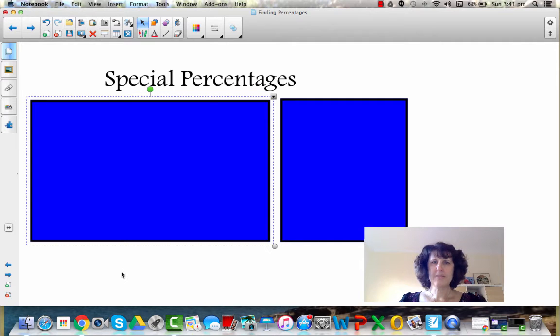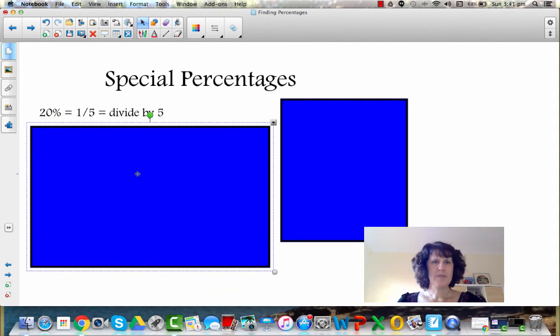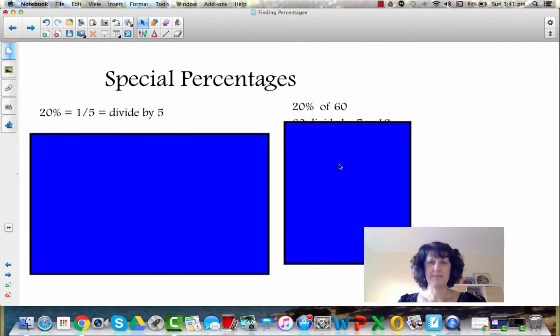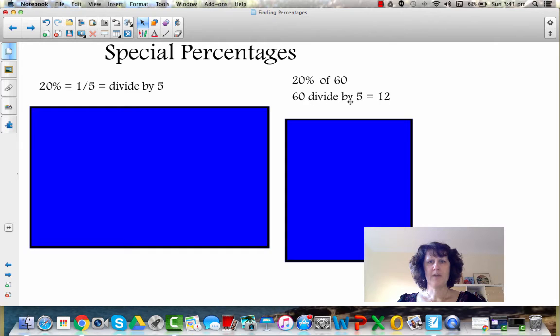There are also some special percentages that work a different way. So I'll go through those and you'll see what I mean. 20% is a special one because 20% is the same as 1/5, which means you can divide by 5 to find 20%. So here's an example. 20% of 60, if we go 60 divided by 5 is 12. So 12 is 20% of 60.